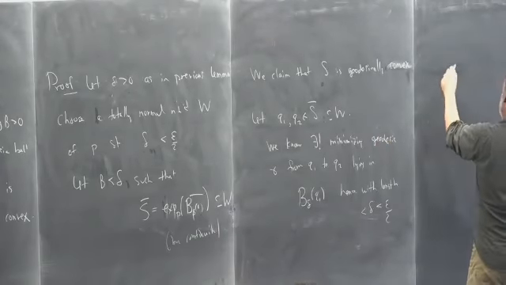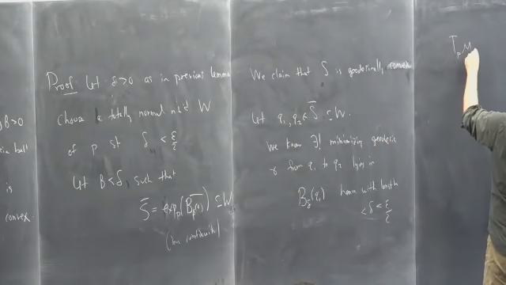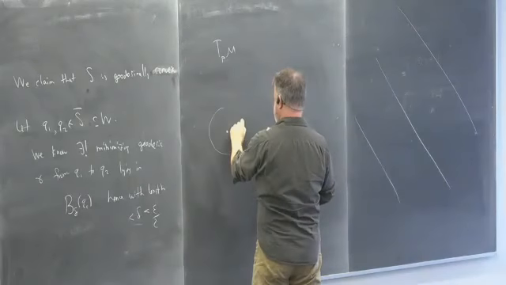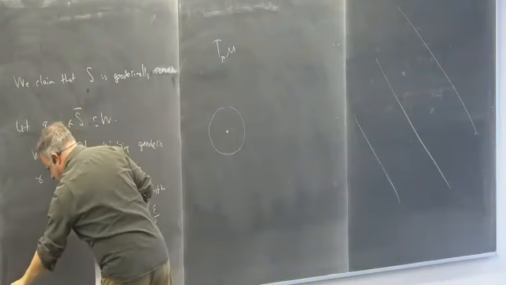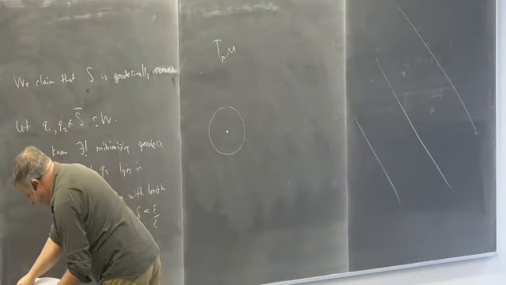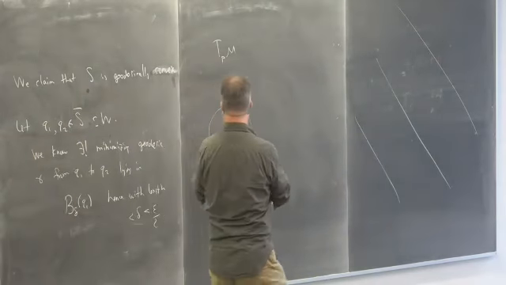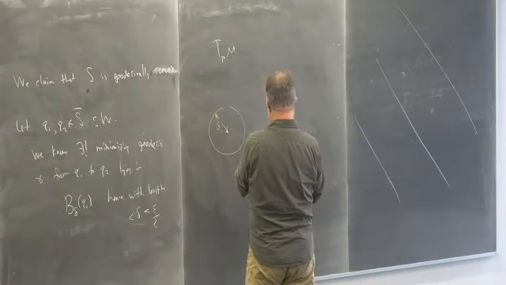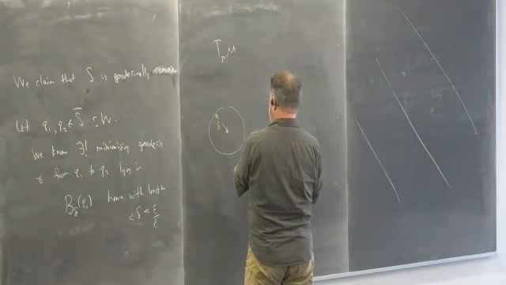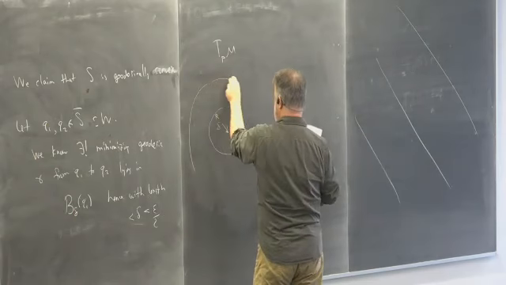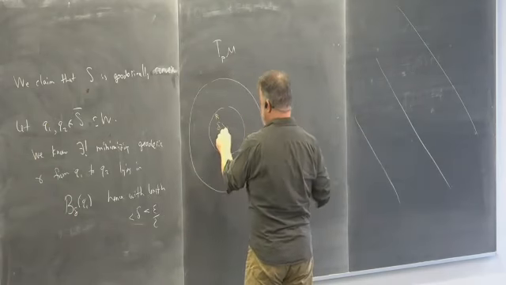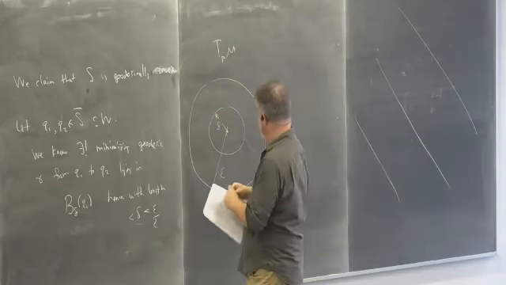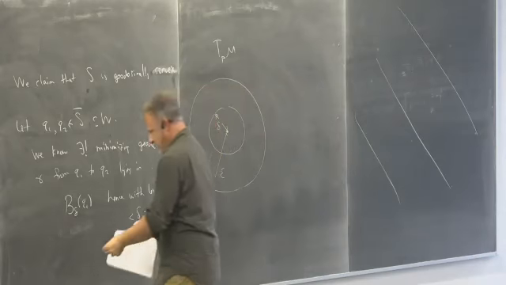So let me draw a picture. This is going to be a picture inside TPM. So this is the origin. This is the ball of radius delta. And here's the ball. This is not to scale. This is the ball of radius epsilon. Remember, delta is less than epsilon over 2. It kind of looks right, maybe, in the picture.